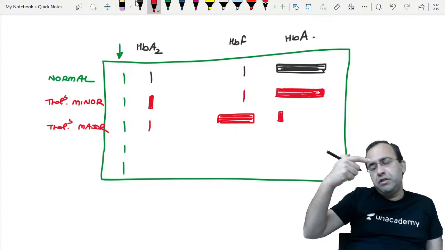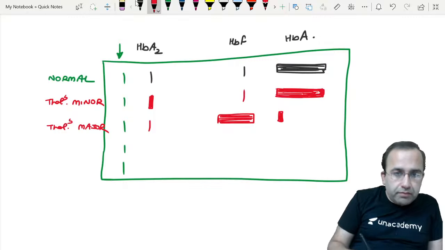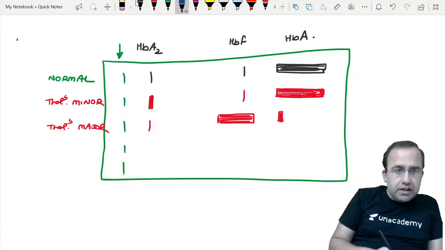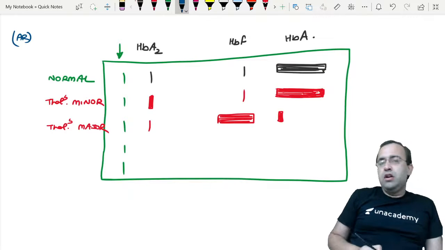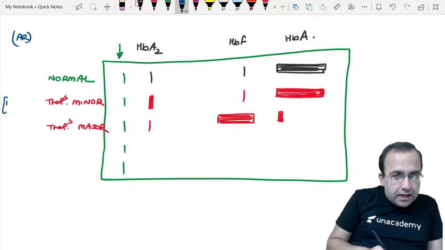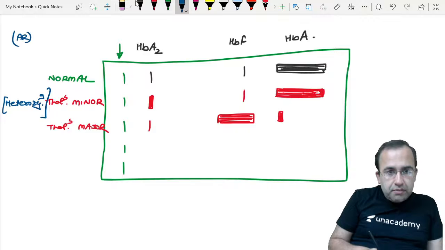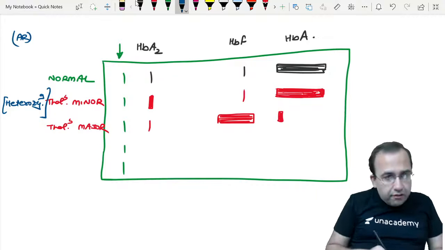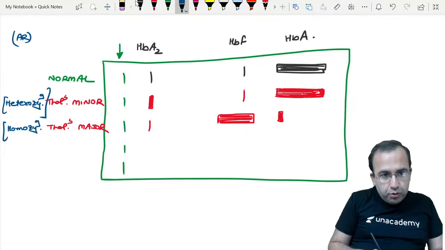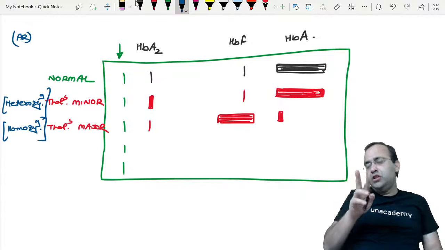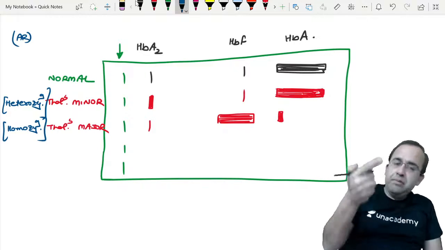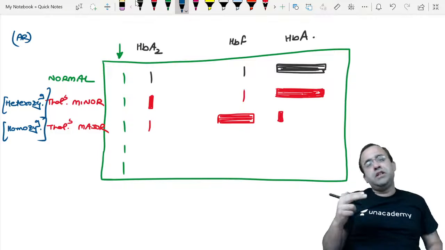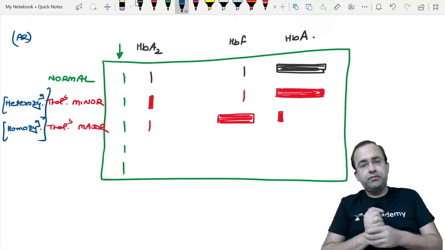What is the difference between thal minor and thal major? Thal minor, which is thalassemia, is autosomal recessive. Thal minor means it is a heterozygous state. One allele is normal, the other is abnormal. Versus thal major, that is a homozygous state. Both the alleles are abnormal. You know that each gene locus has two alleles. Thal minor is heterozygous versus thal major, which is homozygous.